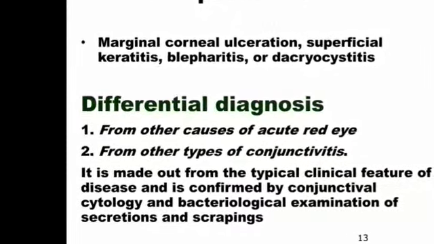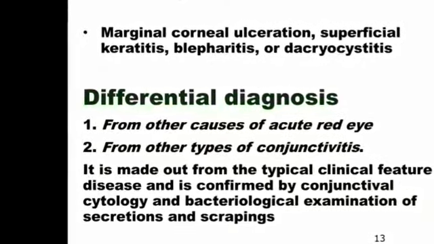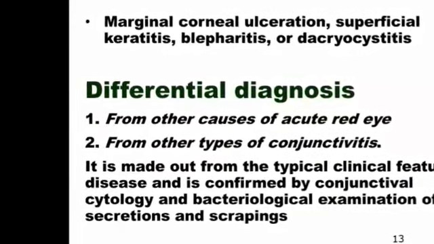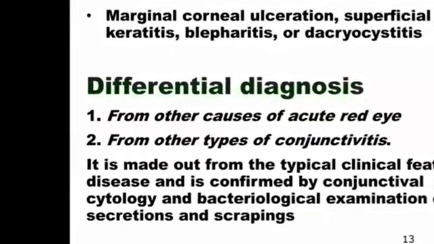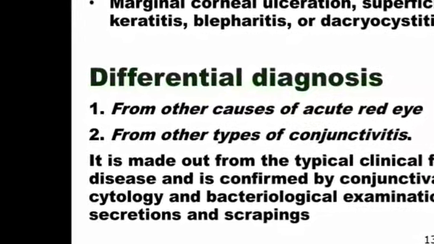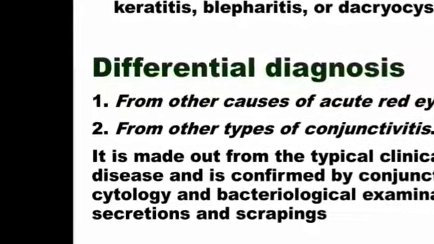Differential diagnosis of acute bacterial conjunctivitis. They include other causes of acute red eye and other types of conjunctivitis. It is made out from the typical clinical feature of disease and is confirmed by conjunctival cytology and bacteriological examination of secretions and the scrapings.